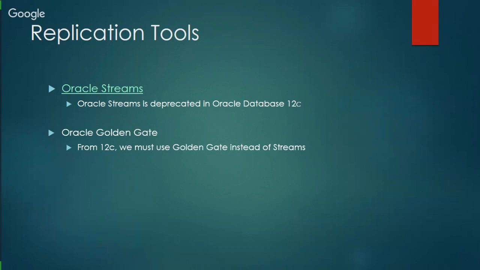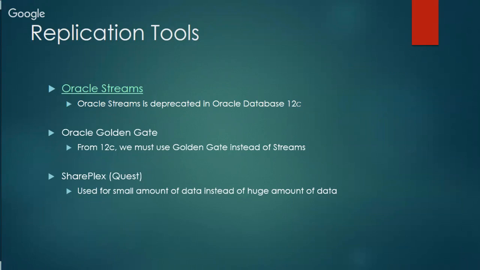Next, Oracle Golden Gate is again the number one replication tool right now in the market. So from 12c onwards, we must use Golden Gate instead of Oracle Streams. Oracle Streams is de-supported, deprecated from 12c, and from 12c onwards, you have to use Oracle Golden Gate.